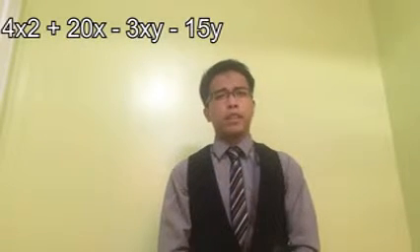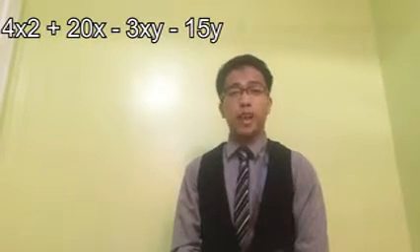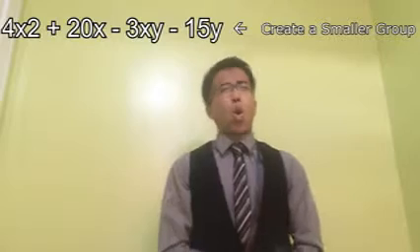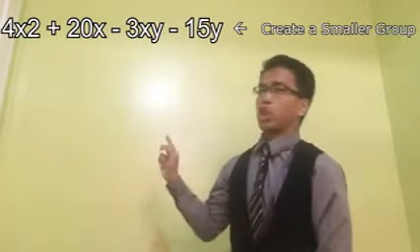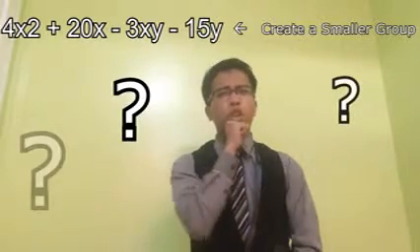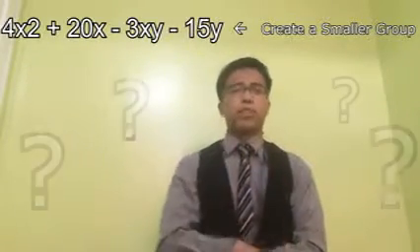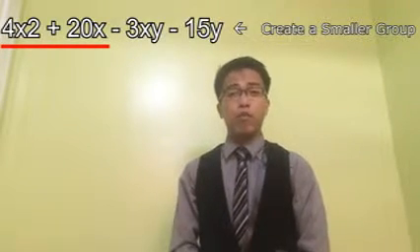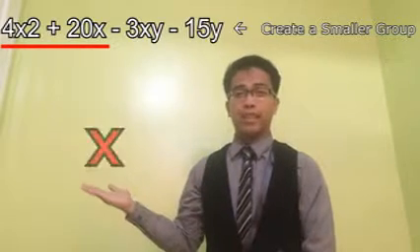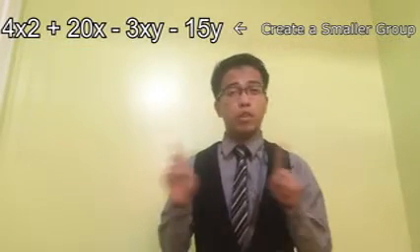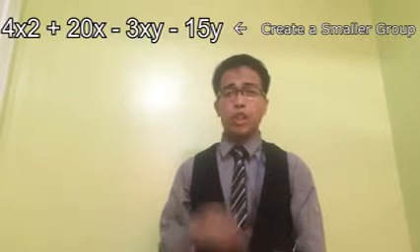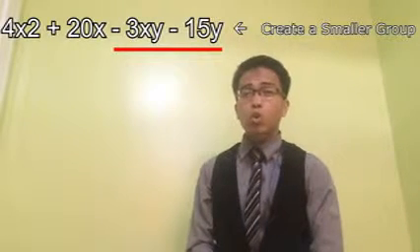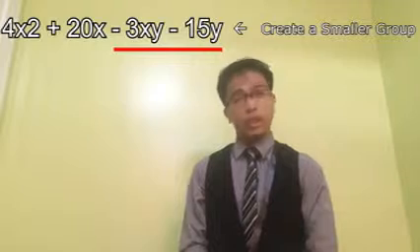By using the steps, the first thing we need to do is to create smaller groups within the expression. So, all you need to do is to look at the expression and think which of the terms we need to group. In this case, 4x squared and 20x have the same variable, which is x. So, we will group them together. And on the other hand, negative 3xy and negative 15y also have the same variable, which is y.